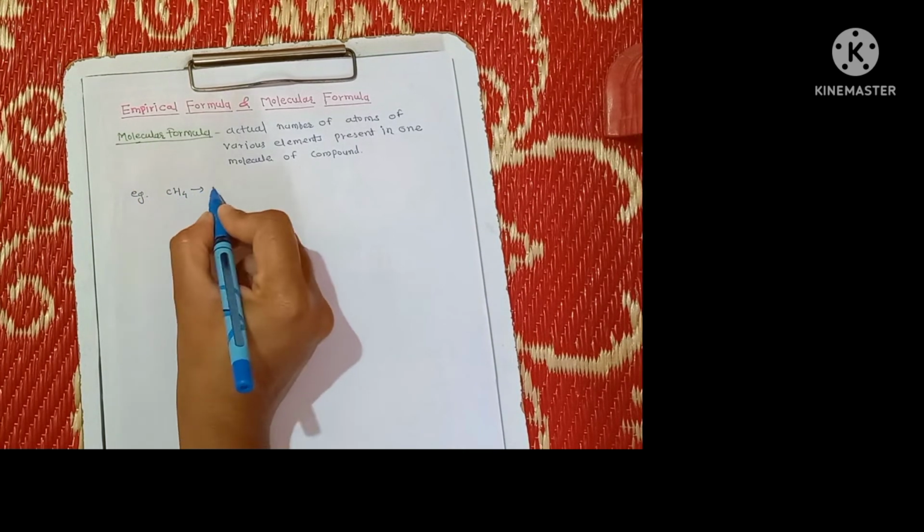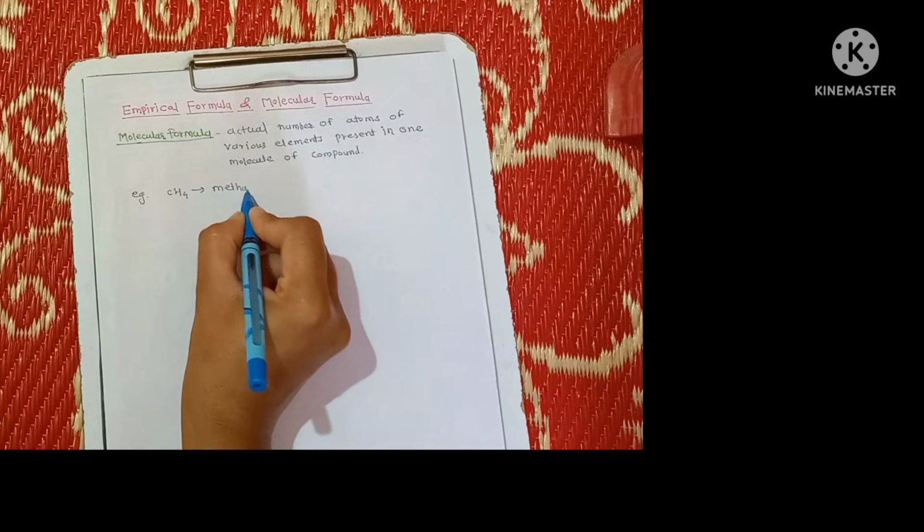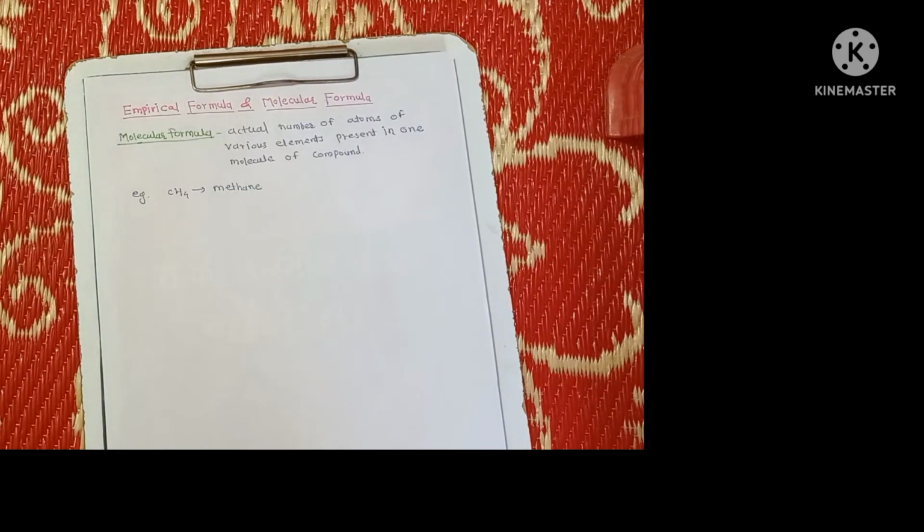Example, CH4, it is the molecular formula of methane. In a methane molecule, how many carbons are present? One carbon atom is present and 4 hydrogen atoms are present. Actually, they are present in that particular molecule.